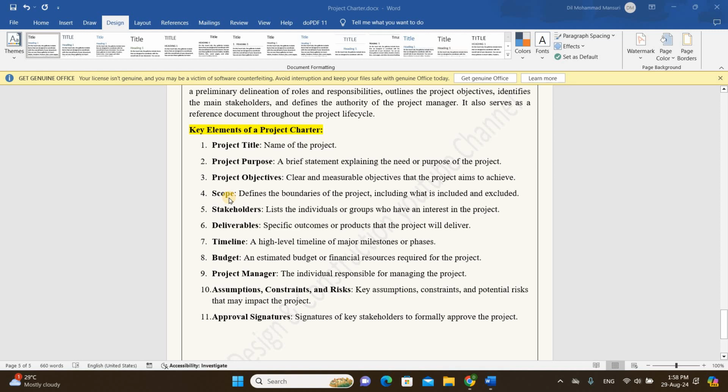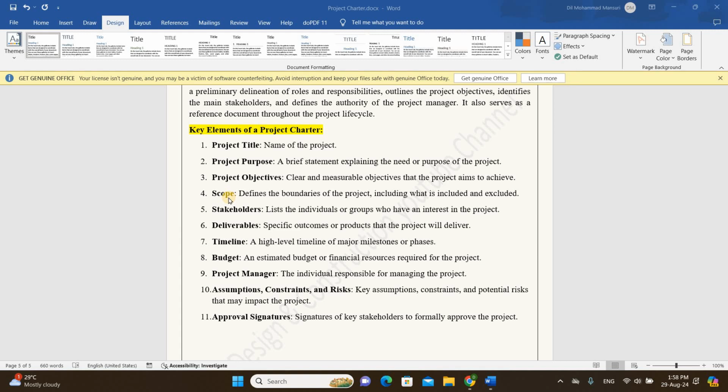Then scope, which defines the boundaries of the project, including what is included and excluded. A scope is the result of the project, what you are going to accomplish after completing the project. So what is inside your project, and what is not in your project. We'll see it in a few moments.